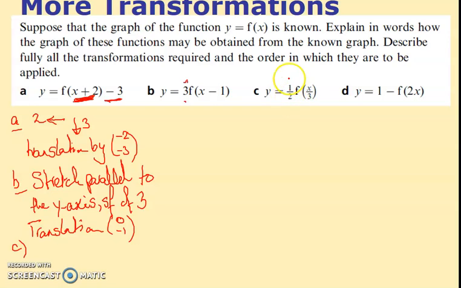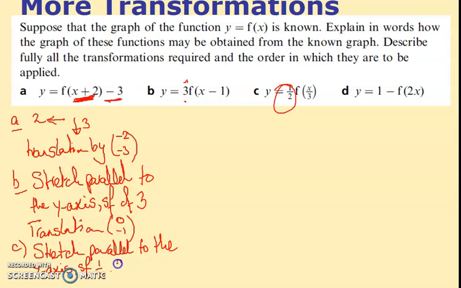Y equals a half, so again it's a stretch by a scale factor of half, up and down. And x over 3, oh right, it's another stretch. But again, it's in different directions. So as soon as it's in different directions, it doesn't matter which order you do it in. So it's a stretch parallel to the y-axis again. Scale factor of, what is it? It's a half.